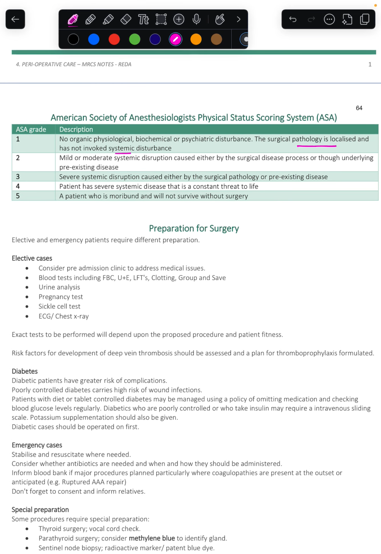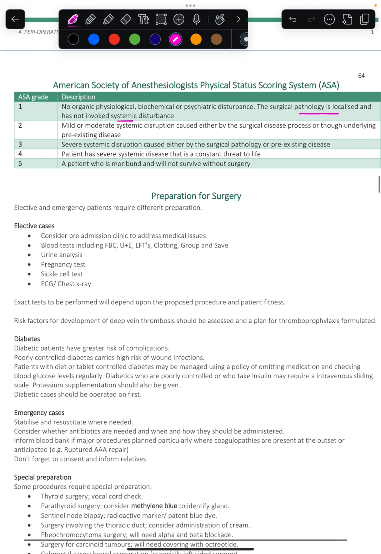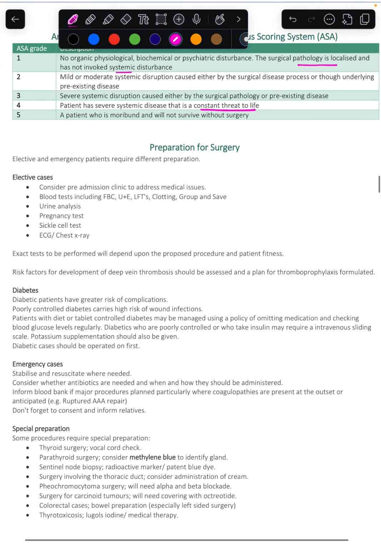Grade 3 is severe systemic disruption, either by surgical pathology or pre-existing disease which is not yet controlled. So uncontrolled diabetes, uncontrolled hypertension, that is grade 3. Grade 4 is where there is a constant threat to life. Grade 5 is the patient who is moribund, who cannot survive without surgery. That is most of the time called as stable death consent.